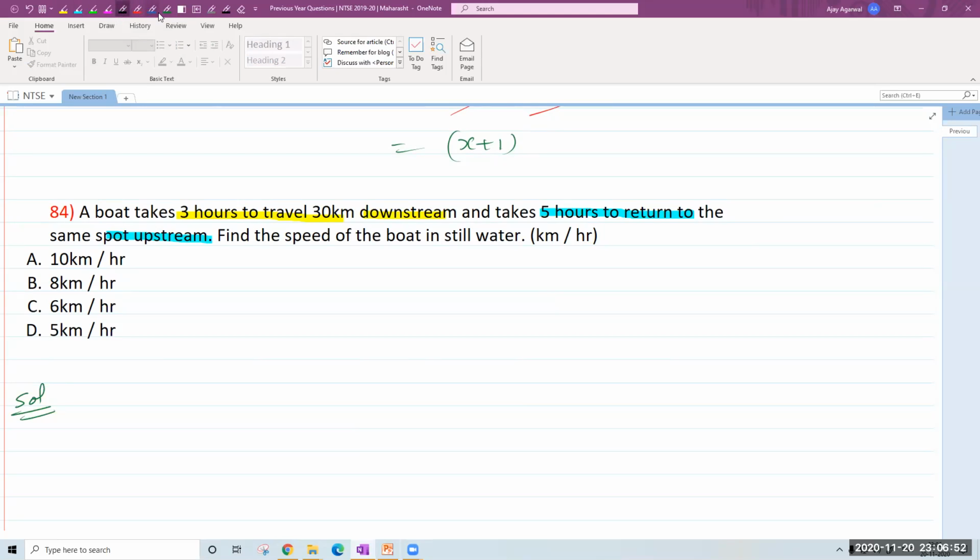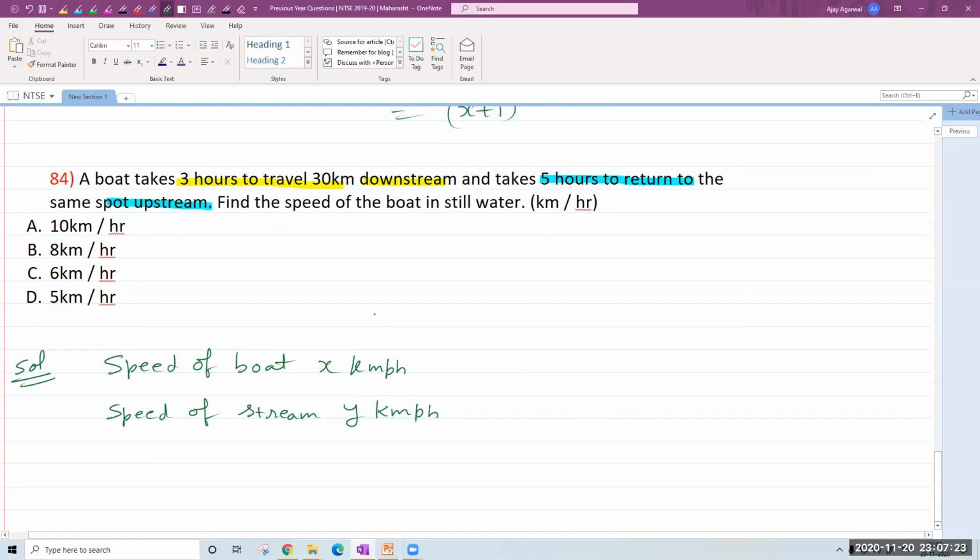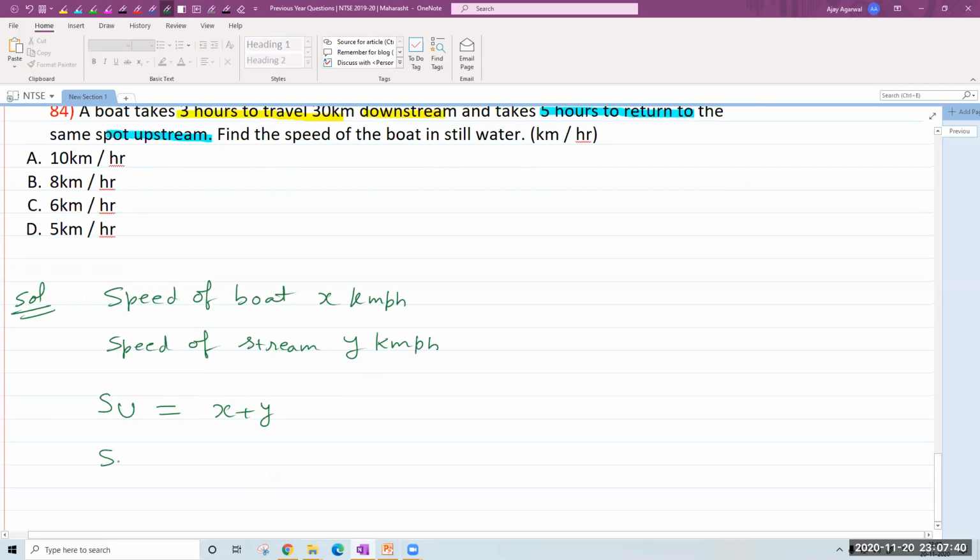Let's note down a few things. Speed of boat is x kilometers per hour. Speed of stream is y kilometers per hour. The downstream speed is x plus y, and the upstream speed will be x minus y. It is downstream because the speed is higher when you are going downstream.